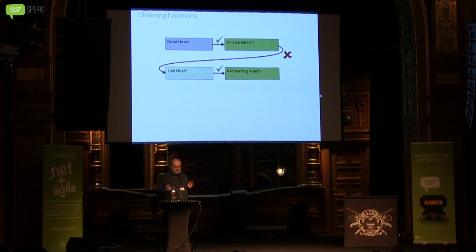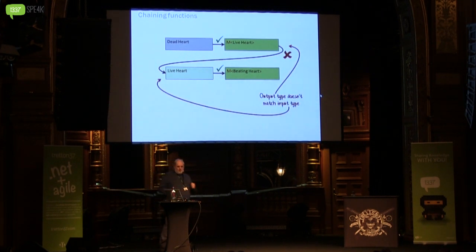So the problem is these functions don't chain together very well, because the output of the first function is an M thing, but the input of the second function is not an M thing, it's just a normal thing. It's just a normal live heart. So they don't chain together. We can't compose these functions at all. And that's a problem. So the types don't match up.